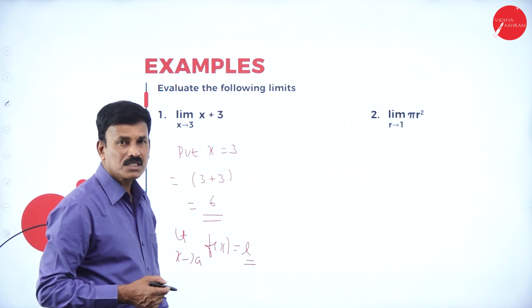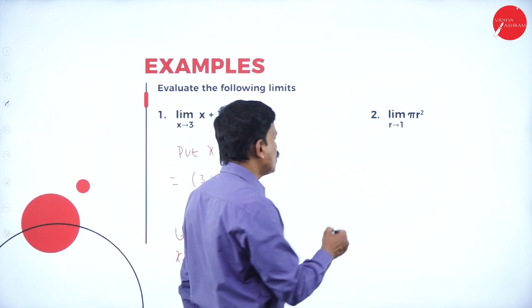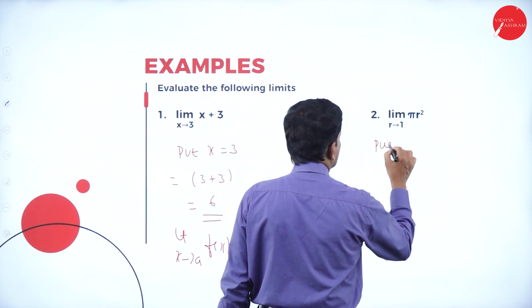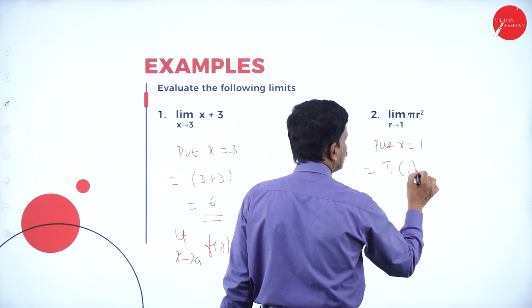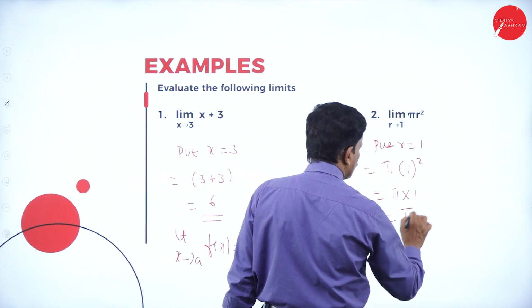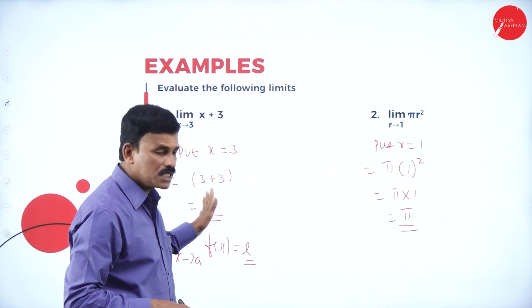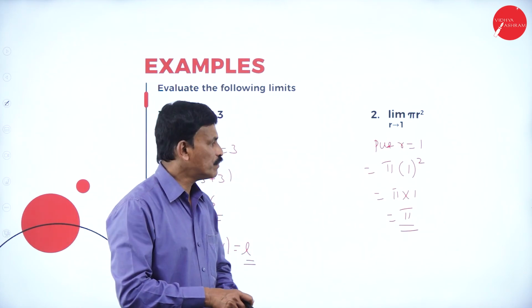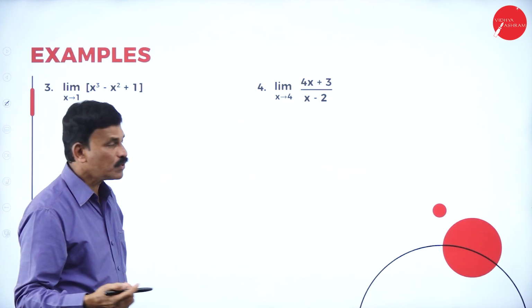Let us take another example. Limit r tends to 1 of pi into r square. Just put r equal to 1, then this becomes pi into 1 square, pi into 1, that's equal to pi. The value of the limit is equal to pi. That's it. The value of the first limit is 6 and the value of this limit is pi. So these are very simple problems for 2 marks. Move on to the next problem.